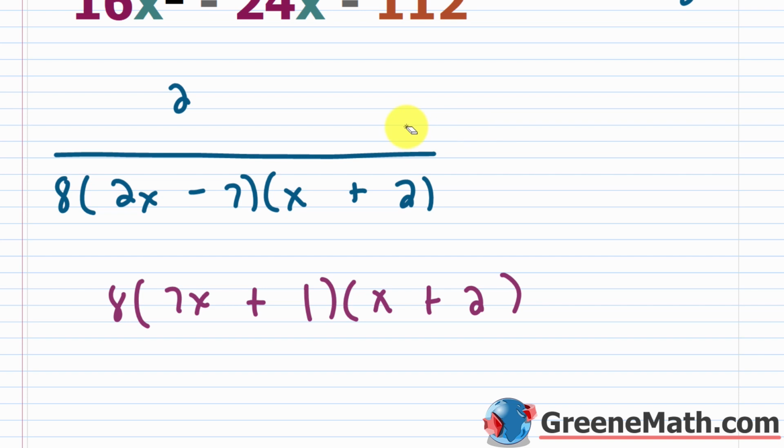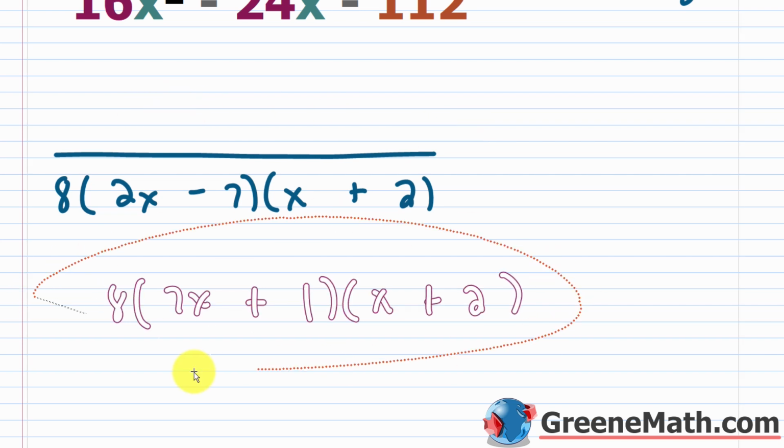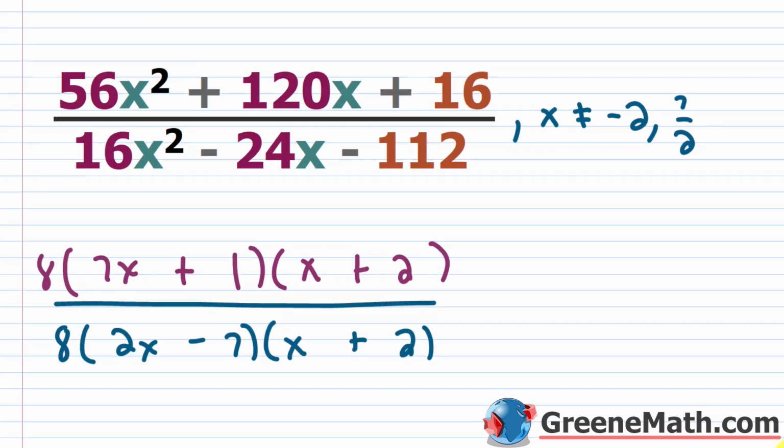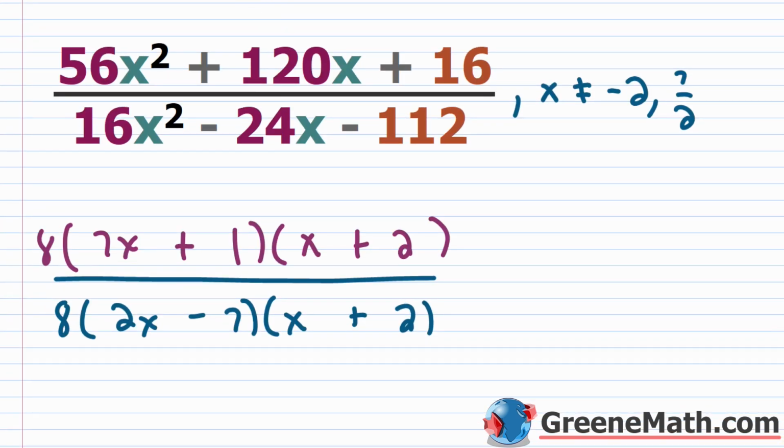So let me get rid of this. And let me slide this up here. And let me come back into focus there. Okay, so we know 8 over 8 is 1, right? Cancel a common factor of 8, that's gone. Then I can cancel a common factor of x plus 2. So what I'm left with is 7x plus 1 over 2x minus 7.